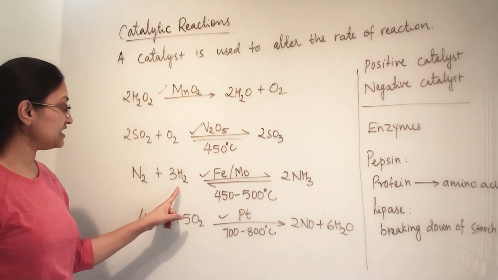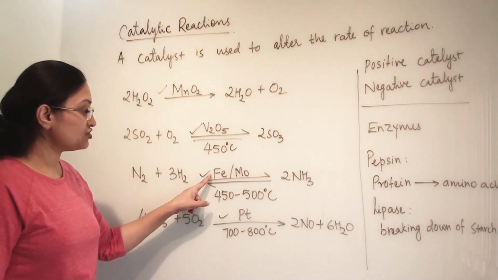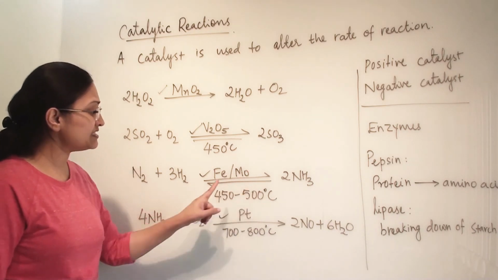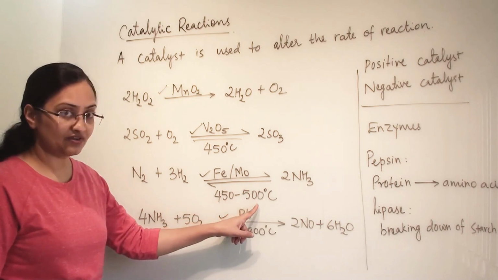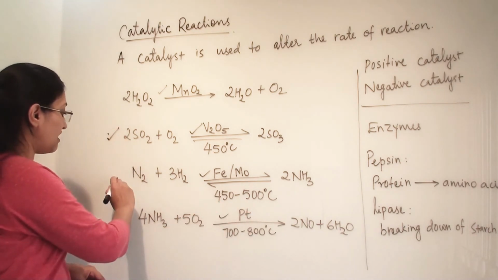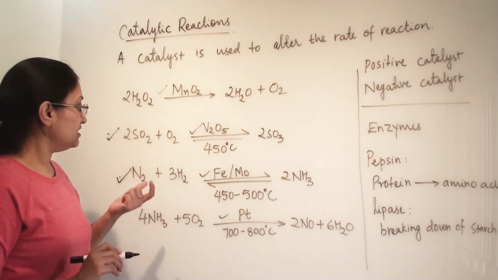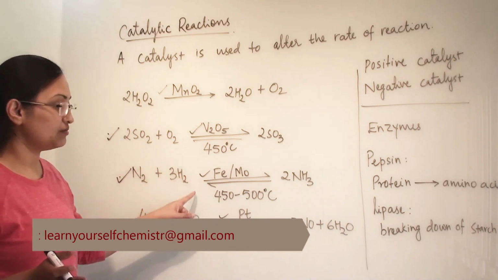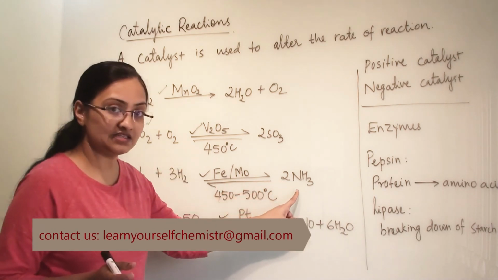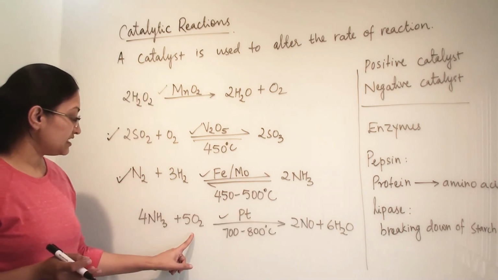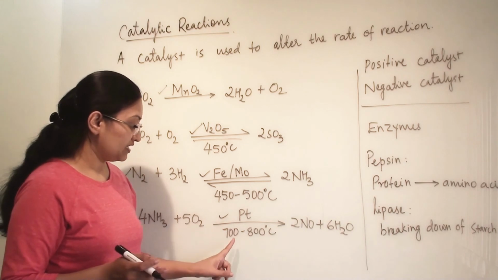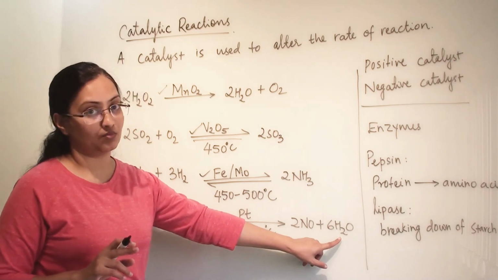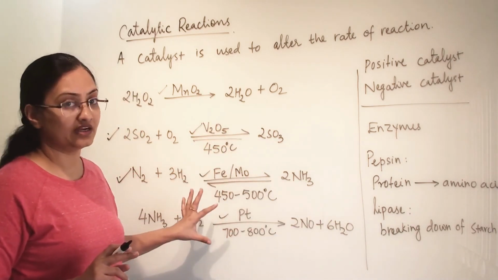When nitrogen is reacting with hydrogen in the presence of iron and molybdenum, then the rate of reaction will increase, at a temperature of 450 to 500 degrees Celsius. Earlier we have seen these two reactions as reversible reactions, and we can also mention them as catalytic reactions. So here we will get ammonia. When ammonia is reacting with oxygen in the presence of platinum at 700 to 800 degrees Celsius, we will get NO, that is nitric oxide, and water molecules. So these are some examples of catalytic reaction.